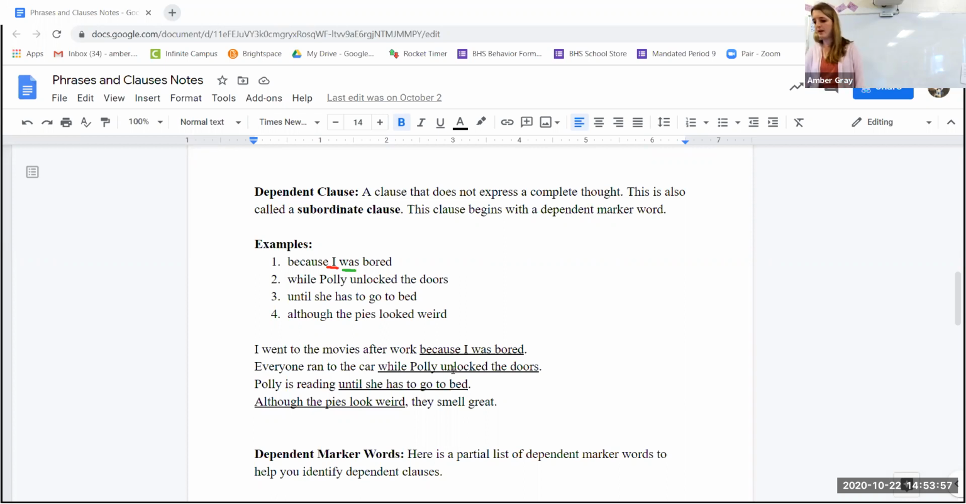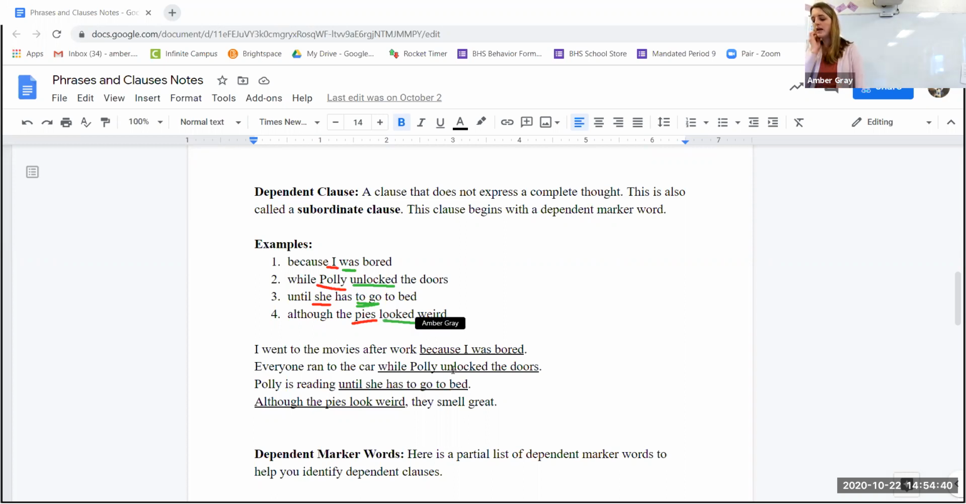The next one is the same way. So Polly unlocked the doors. Unlocked is our verb, and Polly is our noun there in that clause. Here our subject, and I say noun, it could be a noun or a pronoun. So for example, she is not a noun, but it's a pronoun, and it's acting as our subject here. And then to go, she has to go to bed. I'll just underline to go as our verb.